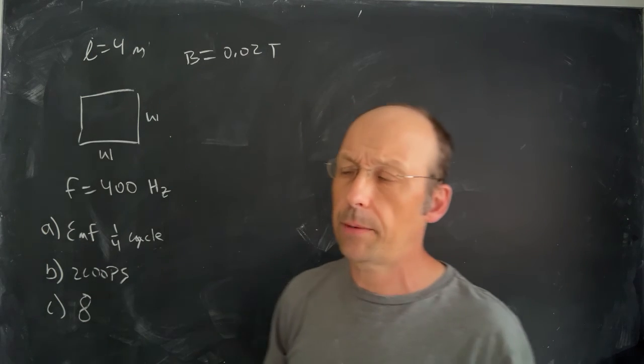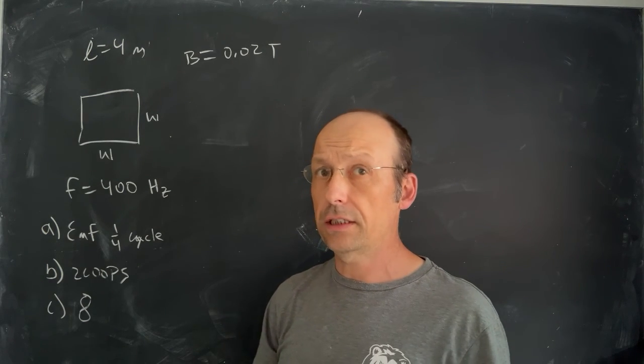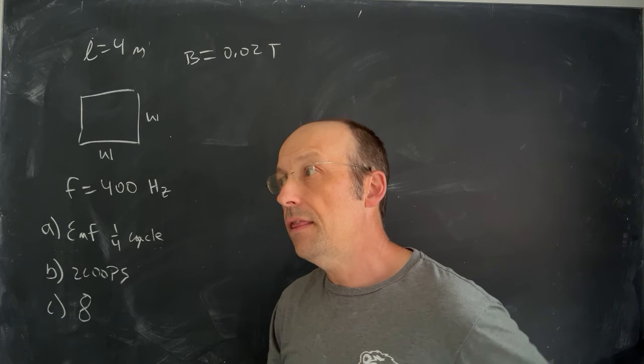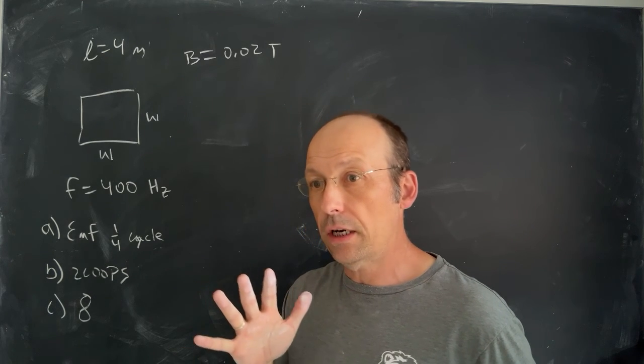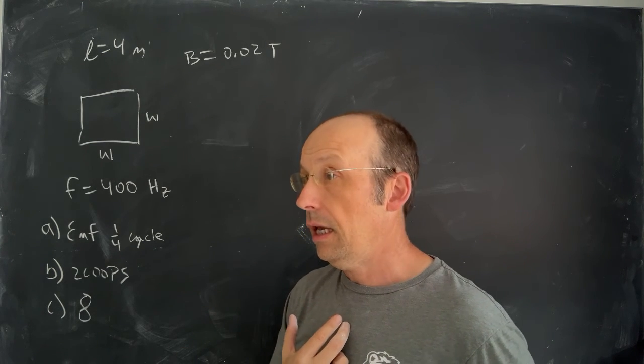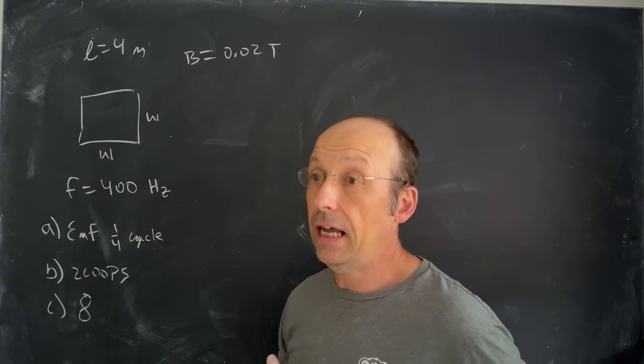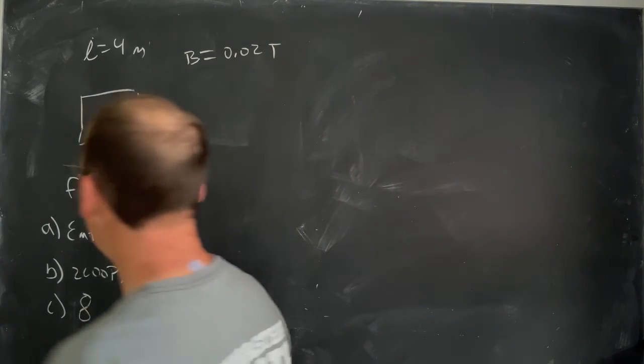Problem number 107, chapter 23, OpenStax College Physics, 2nd edition. This problem is a little strange, but I wanted to try it because it seemed interesting. It says, let's build a magnetic field detector. So we're going to build this detector.